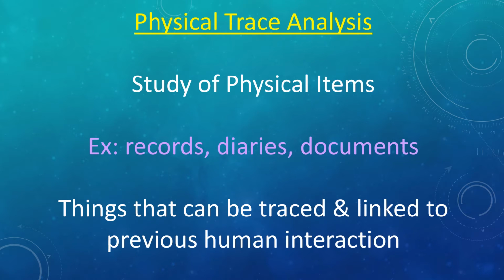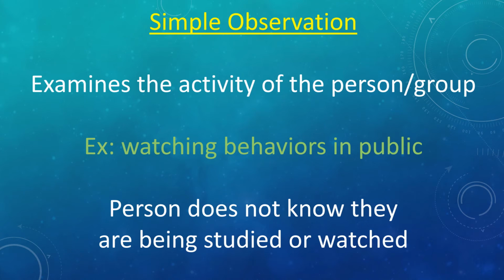Our first type is physical trace analysis. Physical trace analysis is the study of physical items that can be traced and linked from previous human interactions. These can include records, diaries, documents, and other things that contain information that can provide an historical overview of what is being studied. This is an unobtrusive measure because the person being studied does not know the researcher is studying these items and them.